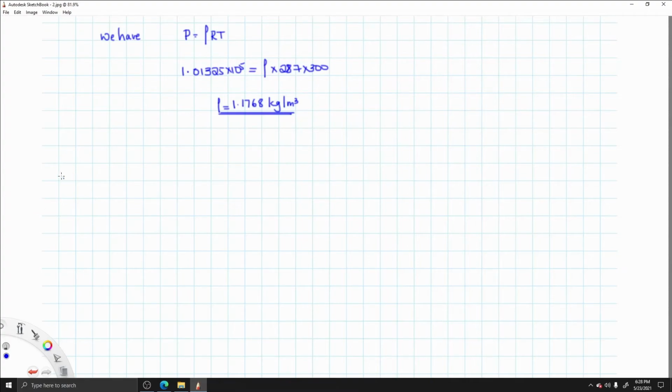Once you have found out the density value, we'll find out the area. So to find area, we have area equal to pi by 4 d square equal to pi by 4 into D's value is 80, so 80 square, which will amount up to 5026.58 meter square.